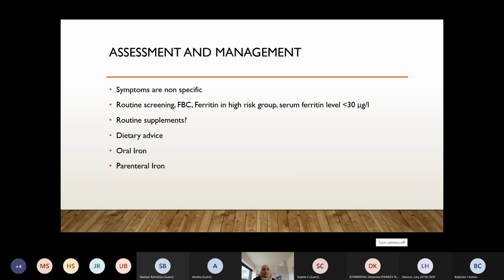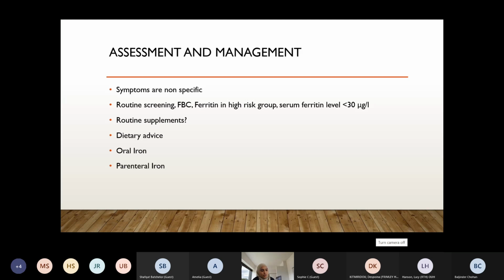So how will you manage? There are symptoms, but because of the pregnancy, it's very difficult to screen for anemia by symptoms, because the symptoms are much the same as those caused by the physiological changes of pregnancy as well. In the UK, we do routine screening, which involves a full blood count done at booking and again at 28 weeks for all low risk pregnancies.